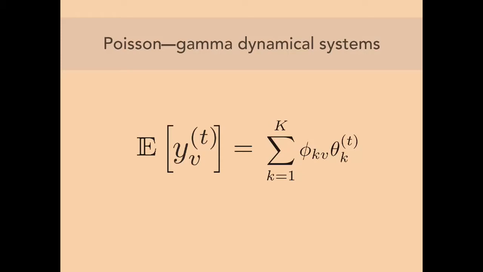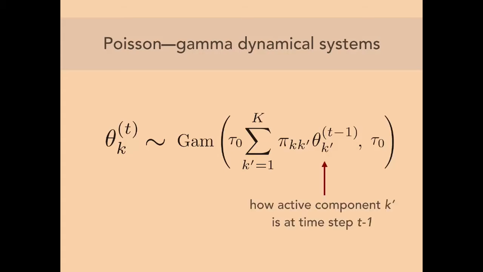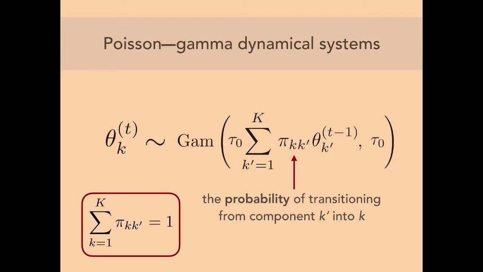And the interesting bit happens with this time step factor. So our prior over that is now going to be a gamma distribution, which is, again, a natural choice. It's the conjugate prior to the Poisson. And in this case, there are two parameters. The shape parameter we're going to factorize in the following way. Over every other component k prime, we multiply how active that component was at the previous time step by the probability of transitioning from that component k prime into this one k. Okay, and these are probabilities. They sum to 1. And so that links this model to HMMs and Markov chains in that the matrix pi is a stochastic transition matrix.